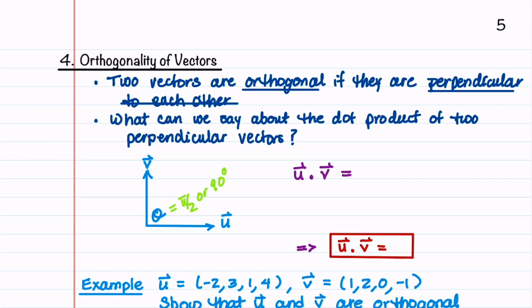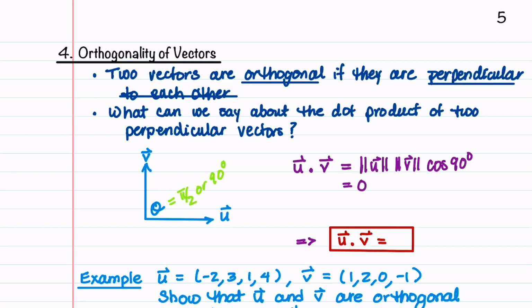Let's now look at what this dot product looks like. U dot v, using our definition that involves our angle theta, is the magnitude of u times the magnitude of v times cosine of the angle between them. So that's cosine 90 degrees. Cosine of 90 degrees is 0, so this is equal to 0. So let's write down: if two vectors are orthogonal, their dot product is equal to 0.